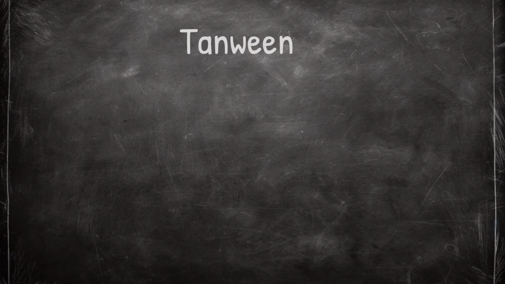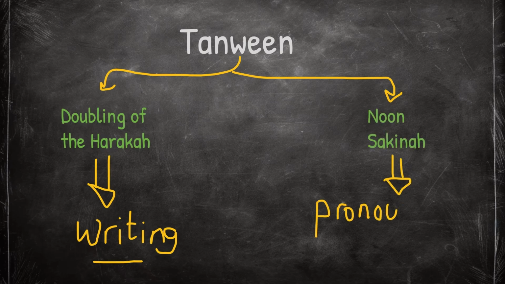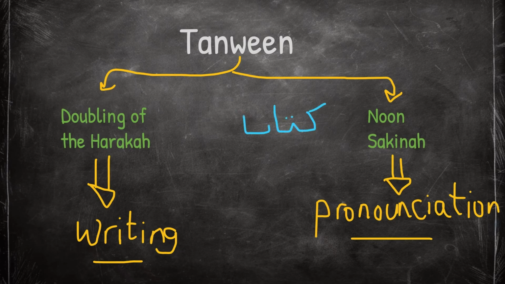We can define Tanween from two perspectives. The first one, when it comes to the writing, is the doubling of the haraka. When we look at how Tanween is written, we have two fatha, two kasra, and two dhamma. So we are doubling the haraka when we write the Tanween. But when it comes to the pronunciation, the Tanween is actually a Noon Sakin. So the Tanween is the doubling of the haraka when it comes to the writing, but it's a Noon Sakinah when it comes to the pronunciation. For example, a word like this here: Kitaban. How do we pronounce it? We pronounce it that way.